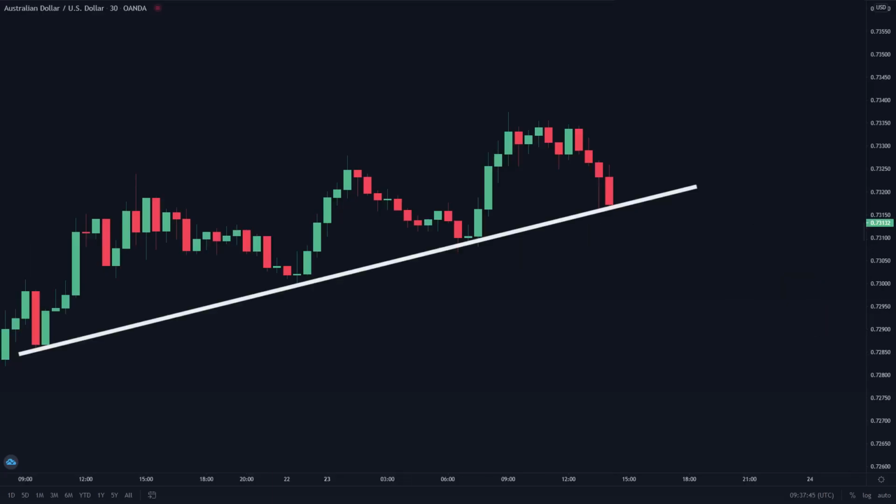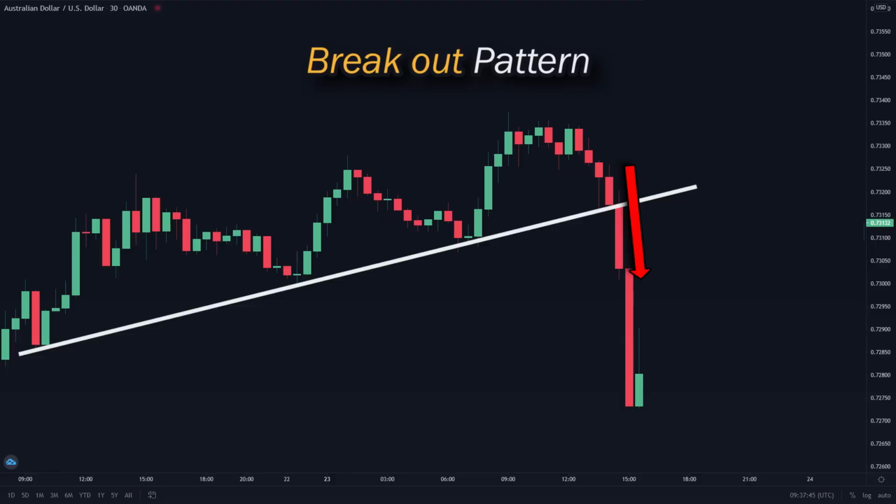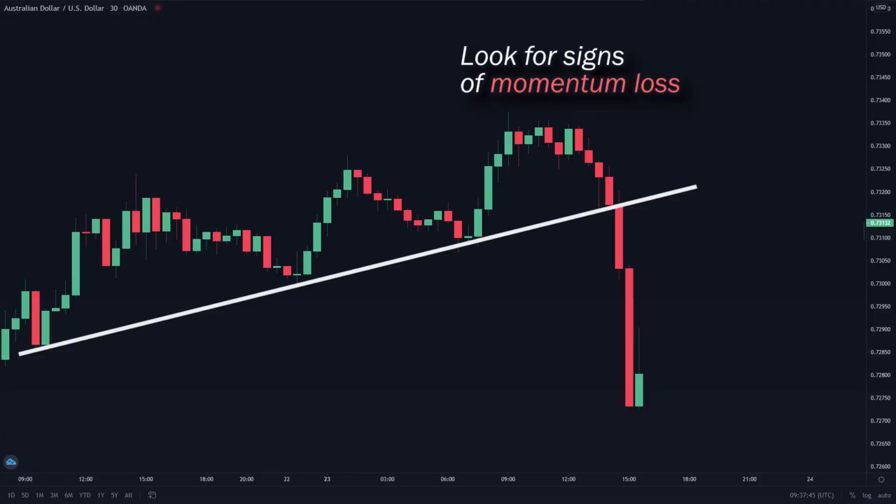Now, moving on to the second pattern, which is called the breakout pattern. This pattern forms when price broke out of a trend line, causing the trend to switch directions. So again, you cannot take a position just because the price broke out of a trend line, because it doesn't guarantee that a trend change will occur. You still need additional confirmation to avoid false breakouts. And one of the ways you can do this is by looking for signs of momentum loss before the breakout. Let me give you an example.